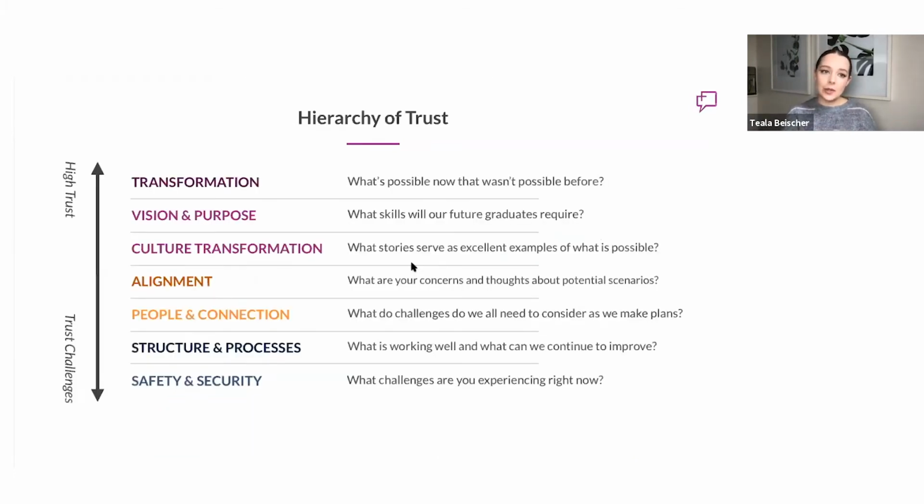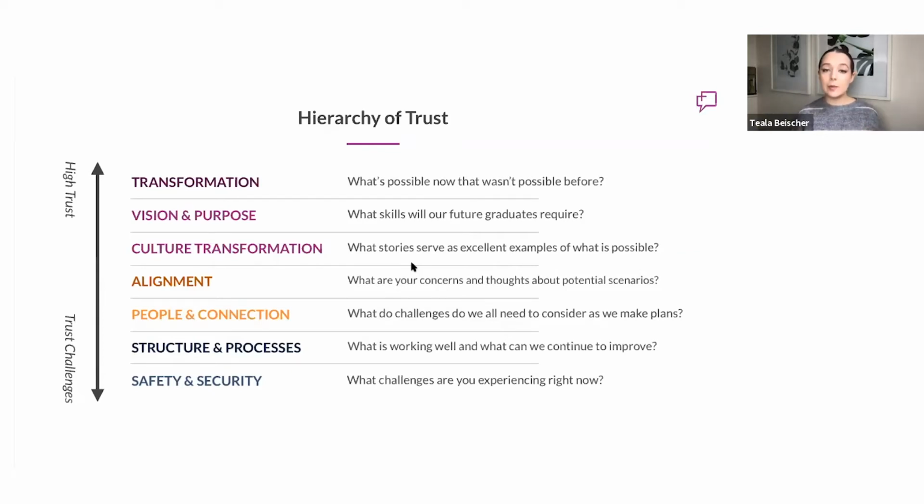This is showing you how you can build an engagement strategy that moves through that pyramid. If you start at the bottom, you're thinking about what are your trust needs. Right now, it's safety and security and structure and processes. People aren't feeling safe, they're not feeling secure, and they're not feeling confident about what the actual structure is that we're working in right now. What are the best processes to be supporting us?